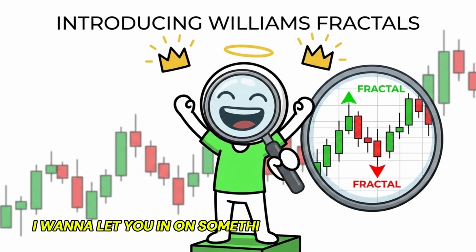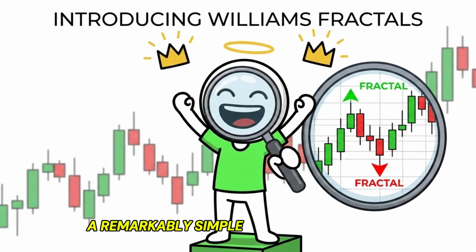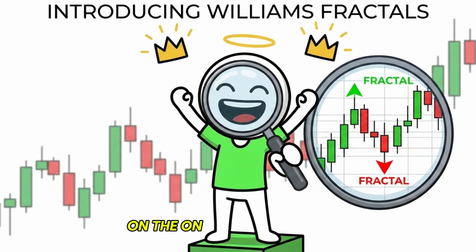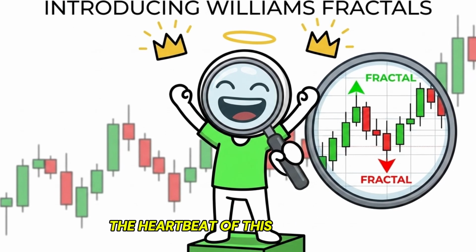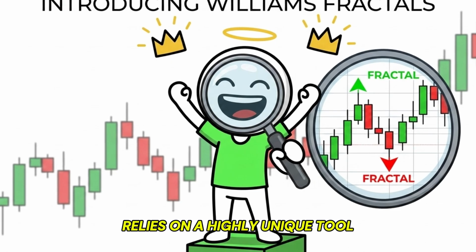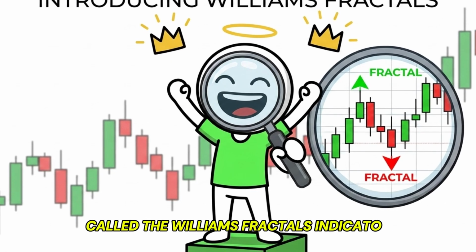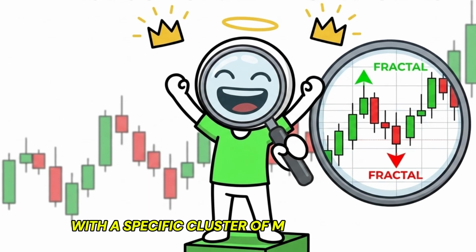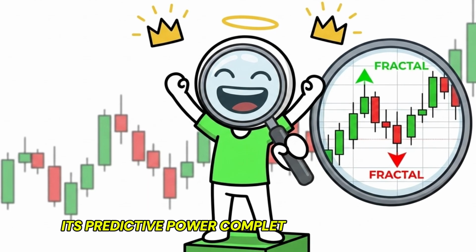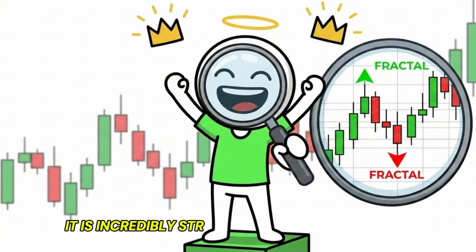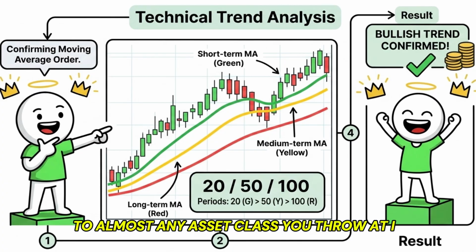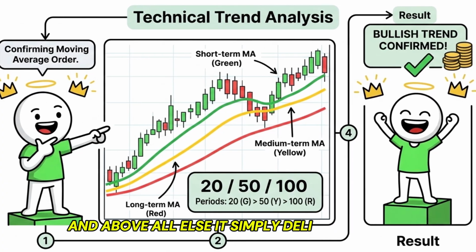I want to let you in on something I've been using lately, a remarkably simple scalping strategy that has become an absolute staple for my fast-paced sessions on the 1-minute time frame. The heartbeat of this entire setup relies on a highly unique tool called the Williams Fractals Indicator. By itself, it's interesting, but when I began layering it with a specific cluster of moving averages, its predictive power completely transformed. It is incredibly straightforward to navigate, adapts beautifully to almost any asset class you throw at it, and above all else, it simply delivers results.